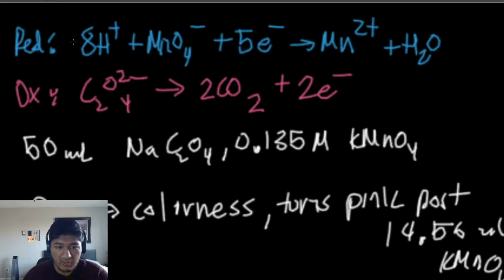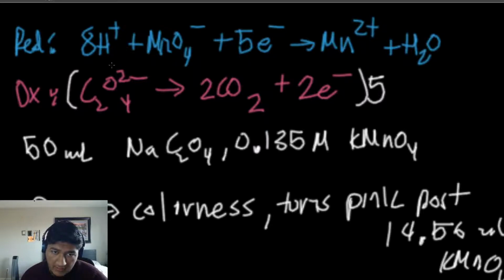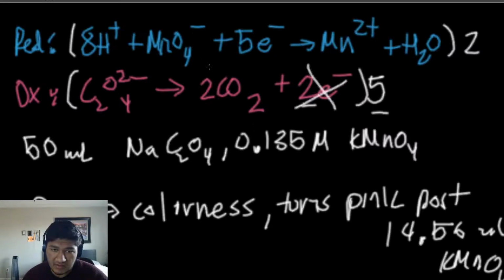Is it balanced right now? It's not balanced right now, right? So we have 8H+, and basically we want to balance the electrons. So we're going to multiply this entire oxidation half reaction by 5, so that this becomes 10 electrons. And we're going to multiply the other entire reaction by 2. When we do that, these two things are going to cancel out, and all we have to do is add them together.